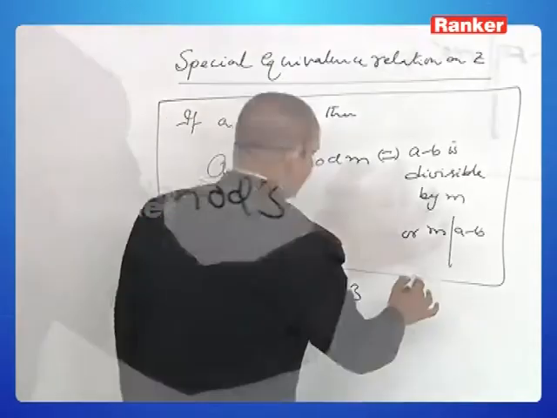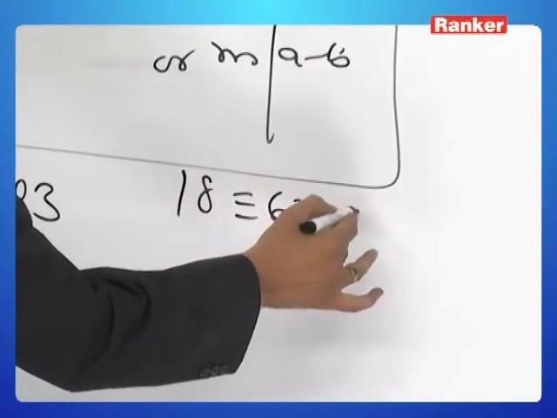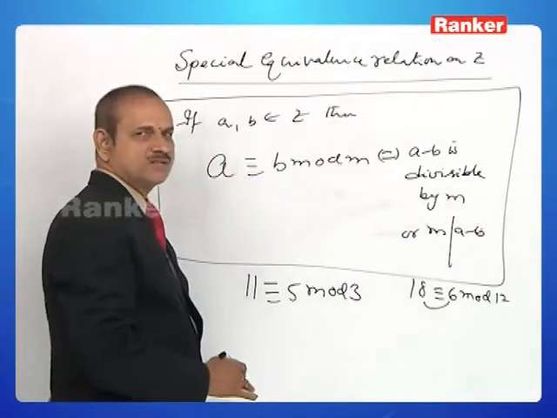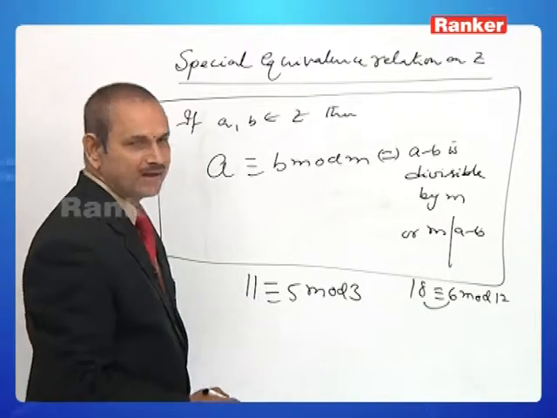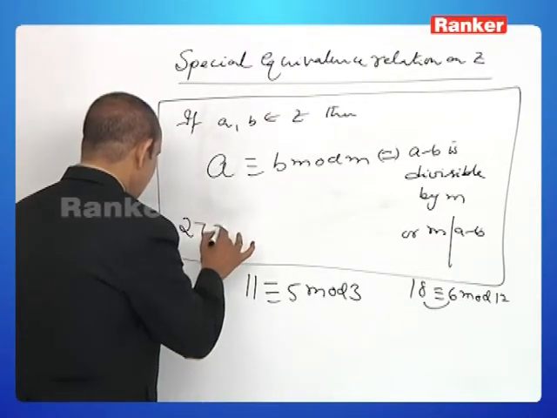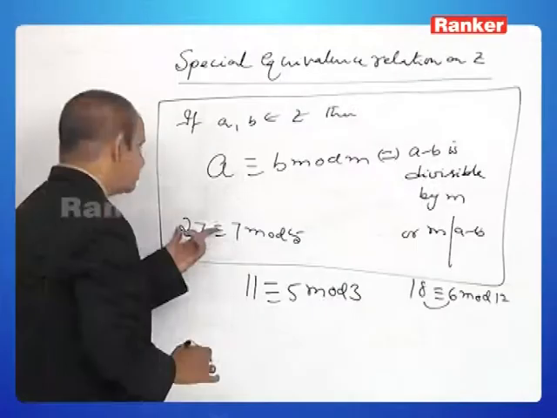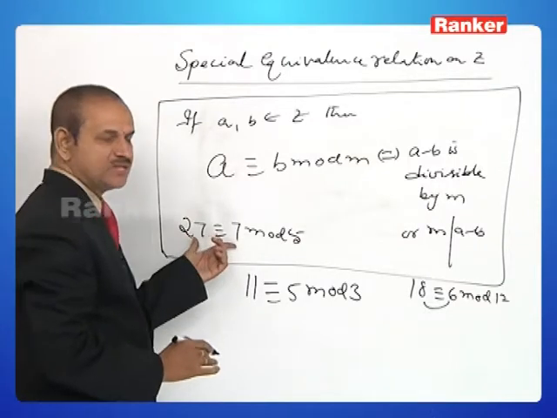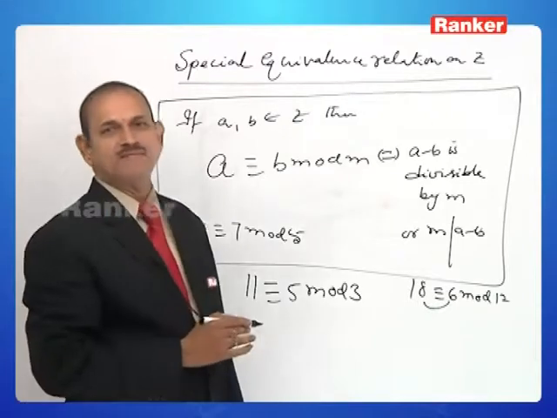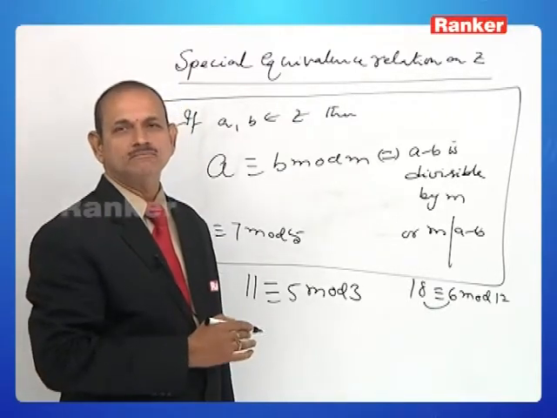It's correct. 18 is congruent to 6 mod 12. What is the difference? 18 and 6 difference is 12. 12 is divisible by 12. Just like that, look here. 27 is congruent to 7 mod 5. What is the difference? 27 minus 7 is 20. 20 is divisible by 5. Like that, we exemplify this type of definition. This is what we call the congruence modulo m.